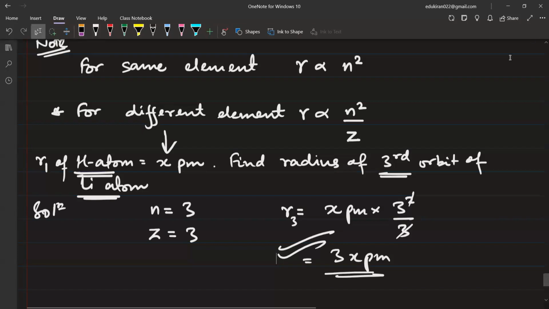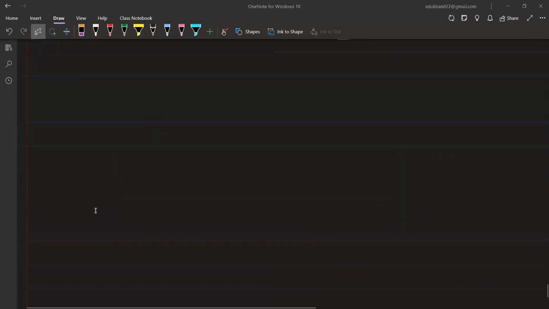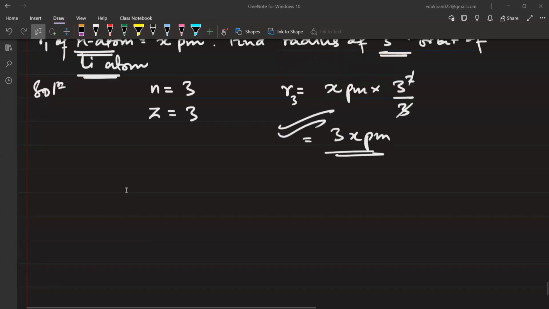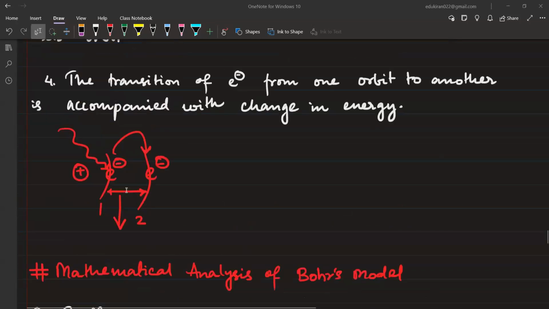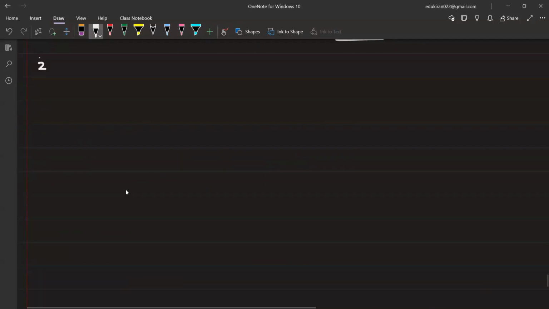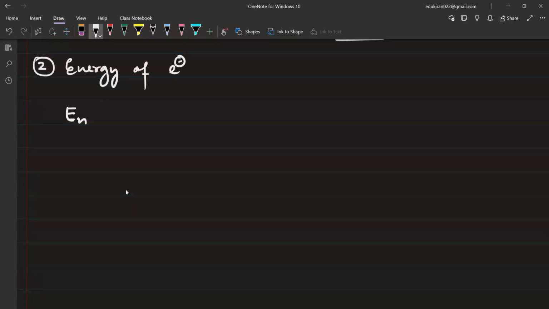Next point: the energy of the electron. Second is the energy of the electron. Now, the energy of the electron in the nth orbit will be equal to minus 13.6 into Z square divided by n square. This will be in electron volts per atom.